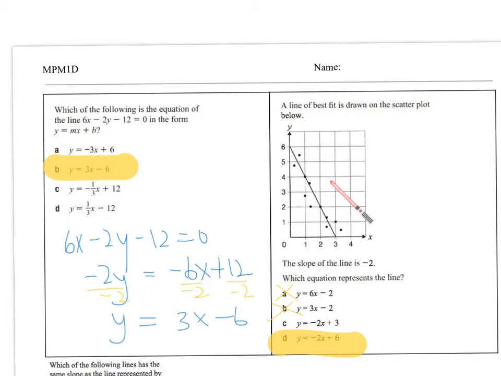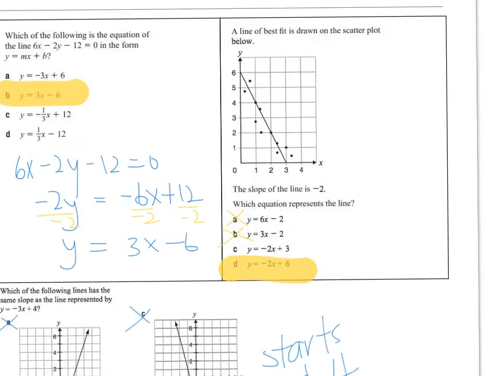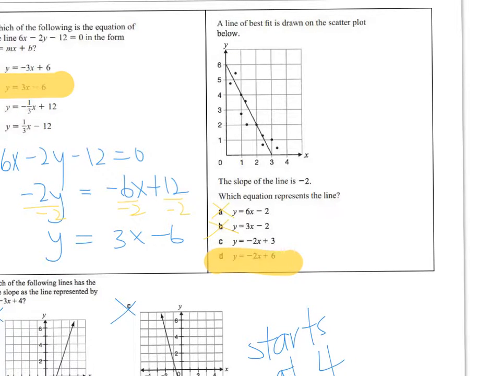Okay, in question 2, the line of best fit is drawn here. The slope they're telling you is negative 2. So right away, you should know if the slope is negative 2 that A and B are definitely not going to be your answer because the slope is not negative 2 for those. So my answer is C or D. In order to figure out which of C or D it is, I'm going to go up to the graph to see where it starts, and it starts at 6. So that's my y-intercept, and that's what the number is at the end in y equals mx plus b form.